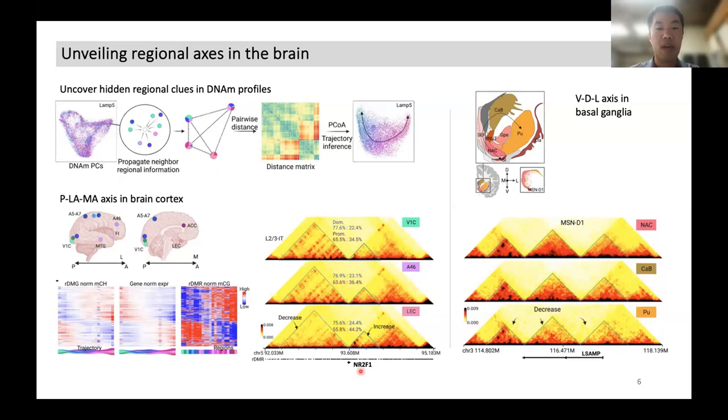Here is a very striking example. It's the NR2F1 transcription factor, which is important for brain cortex development. You can see that different regions actually utilize a different regulatory program to regulate the expression of this gene. In the subcortical region, like basal ganglia, we also find an axis from ventral to dorsal to lateral, and also see the molecular change.